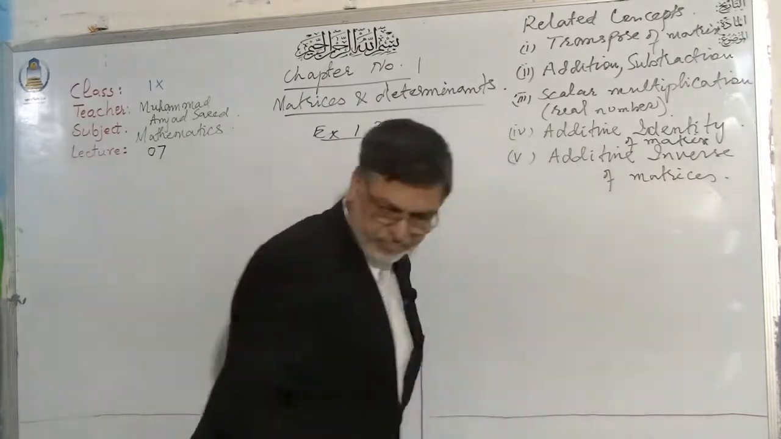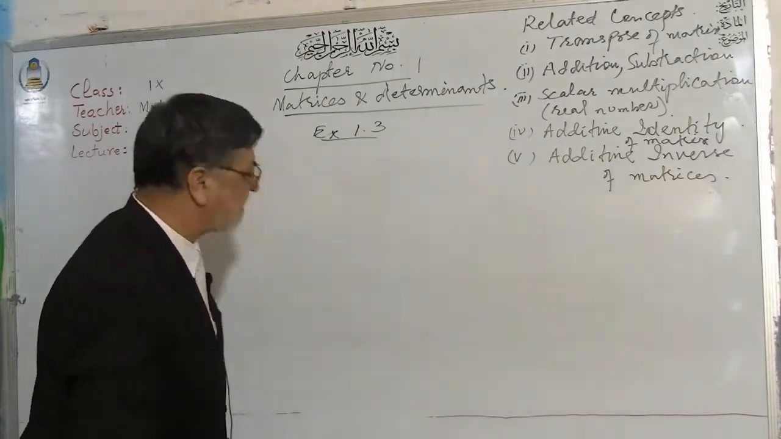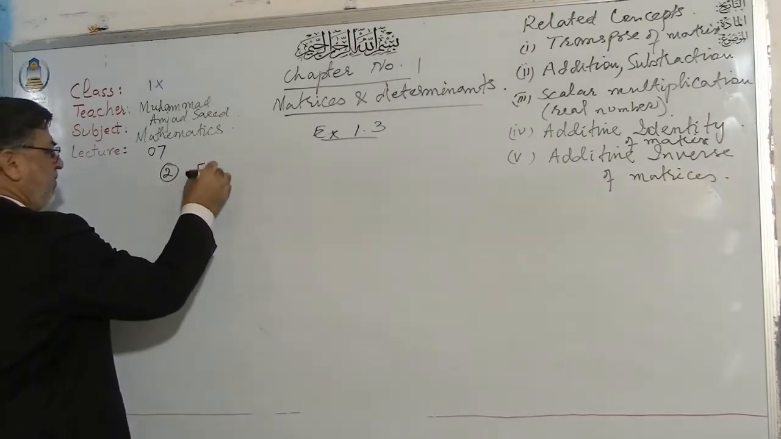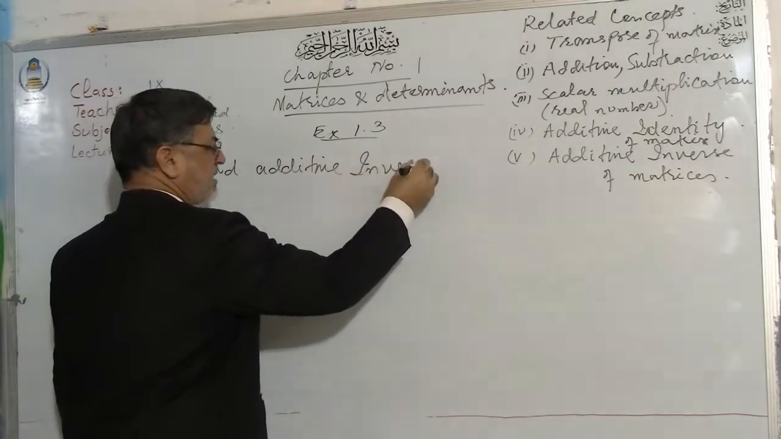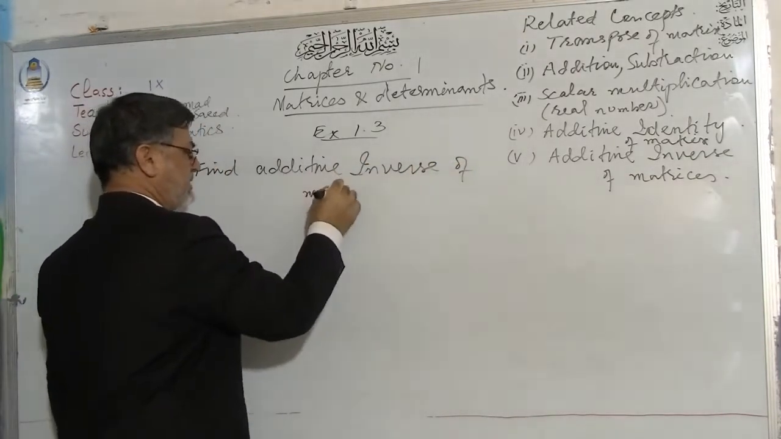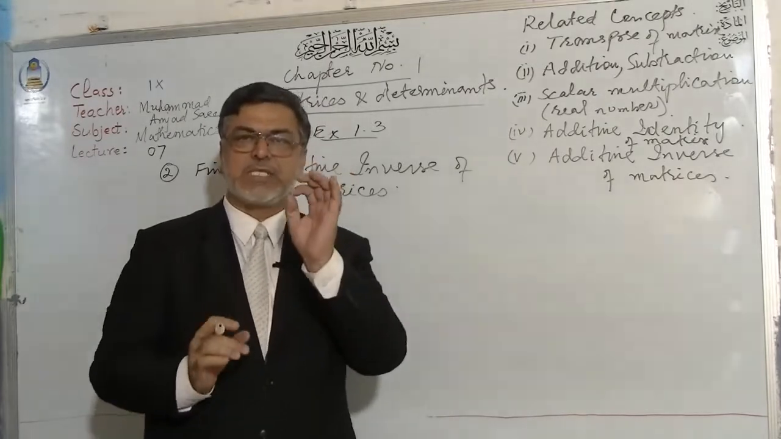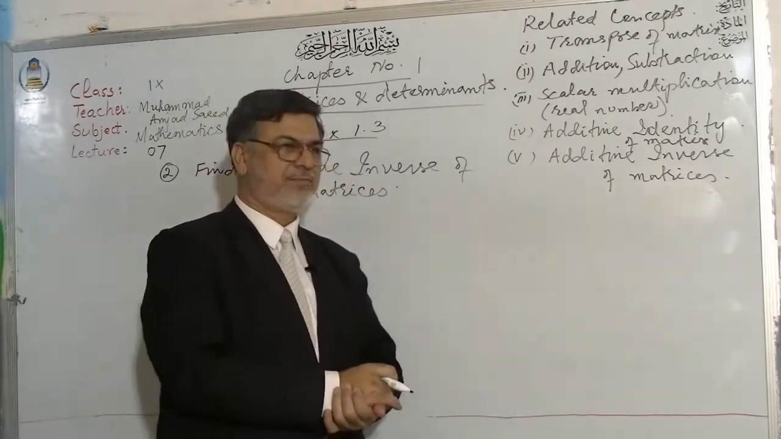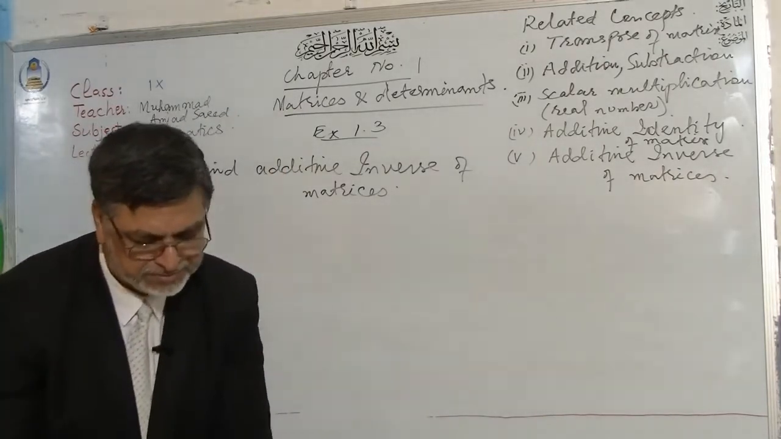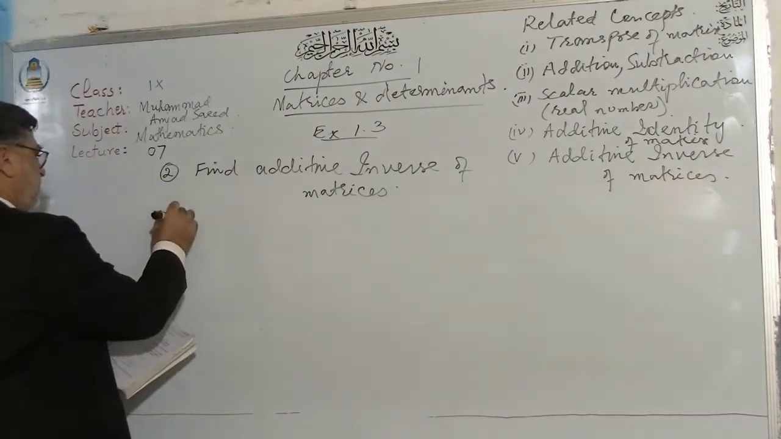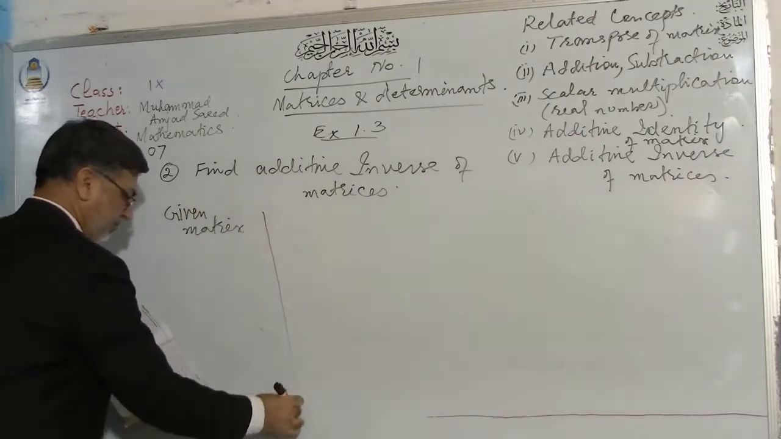After that, find the additive inverse of the matrices. Question number 2. Find the additive inverse of matrices. Remember that I told you, in the case of additive inverse, you simply change the sign of all entries. For example, here is a given matrix, additive inverse.